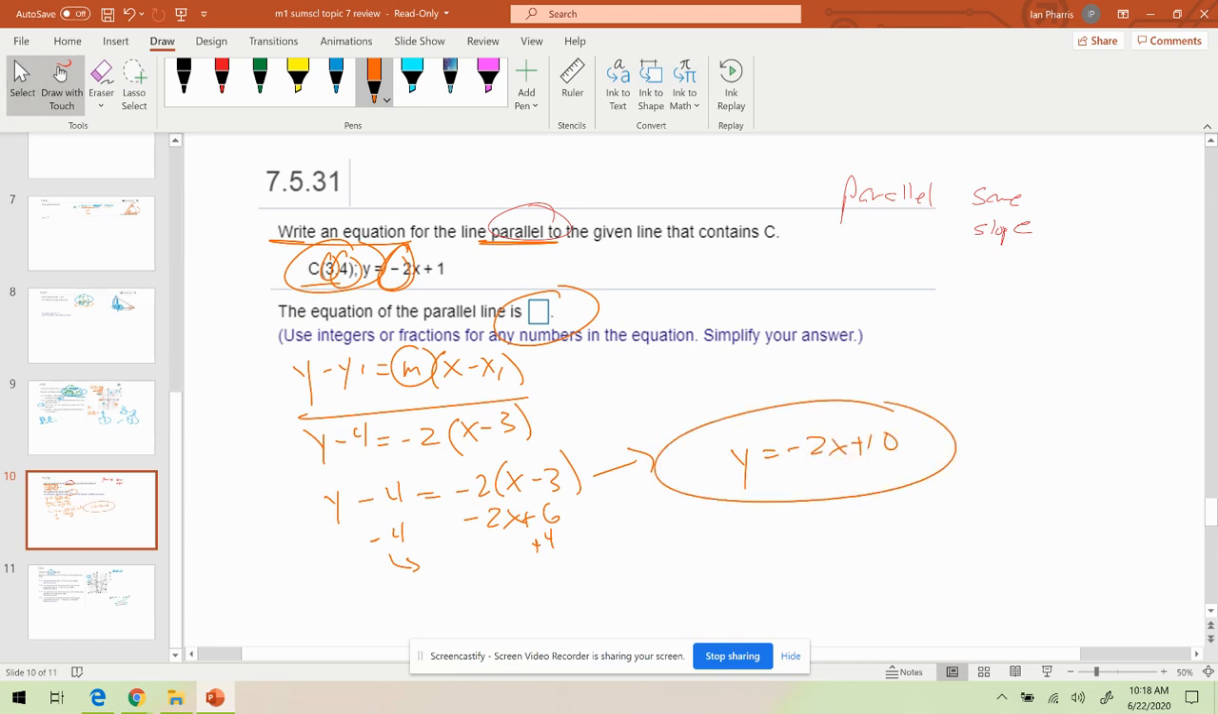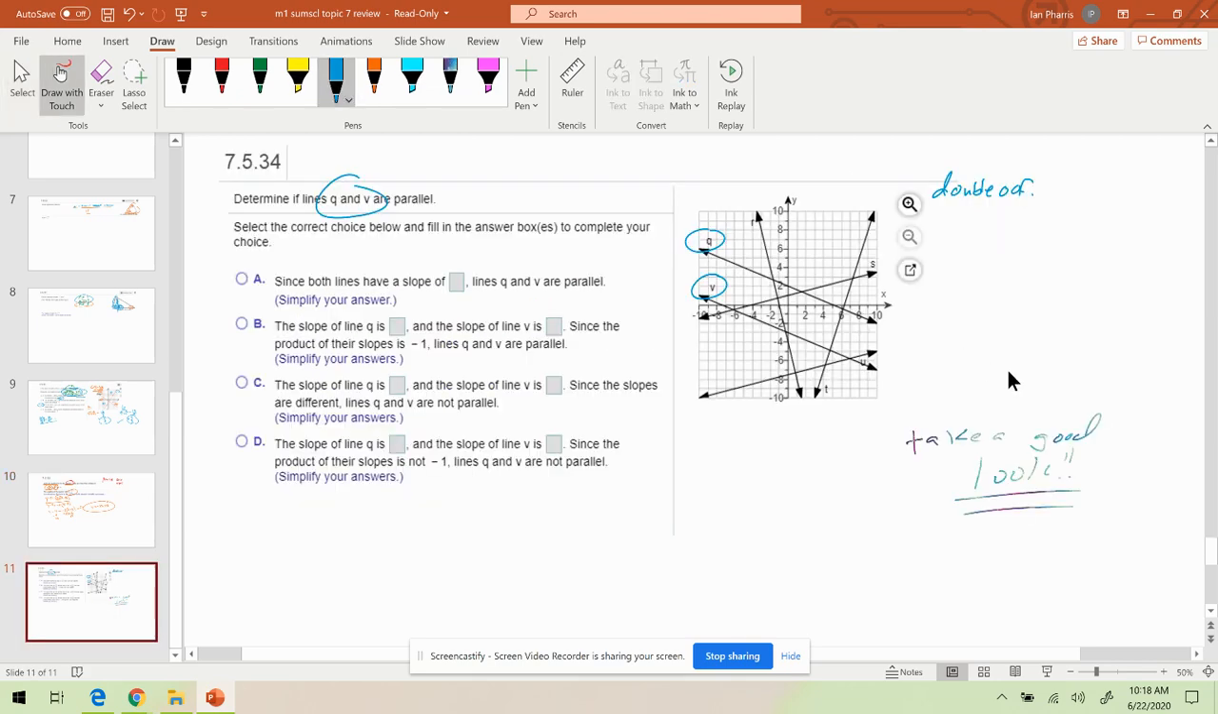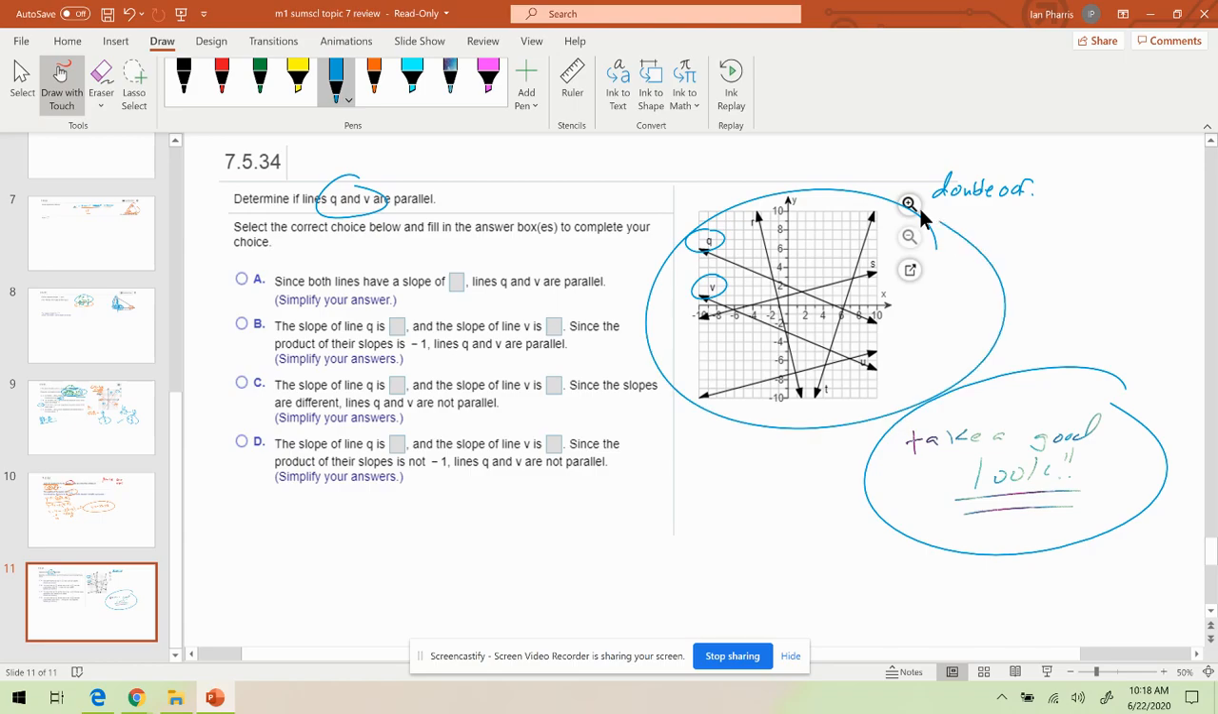All right, last question for the review. Take a good look at this drawing. Yikes. Could you pick out the slopes? Could you calculate the slope of all those lines? What if they're asking if Q and V are parallel? Q and V, they look parallel. Do I calculate the slope? Yes, it wants you to calculate the slope of both those.